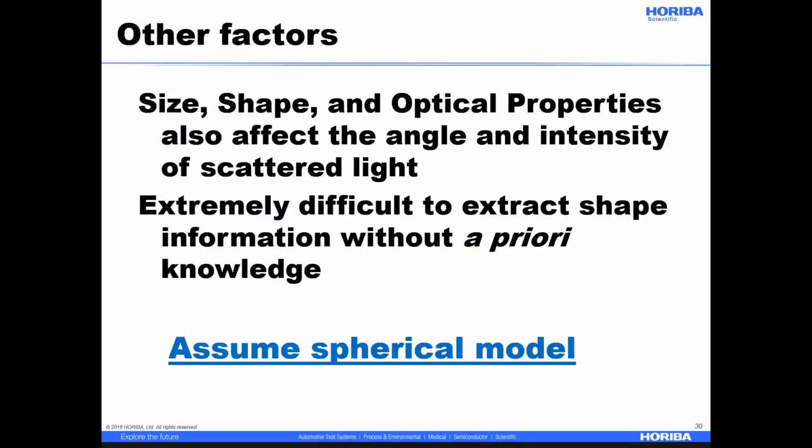Other things that can affect your results: size, shape, and optical properties of the particles will also affect the angle and intensity of scattered light. So optical properties is really refractive index. We've gone through that a little bit. Size is what I want to take advantage of. And then shape, some of that goes away because you have the particles tumbling. Some of it you still pick up because rough surfaces tend to cause more absorption, which causes really a larger effective imaginary term. It's extremely difficult to extract shape information without some a priori knowledge in particle analysis.